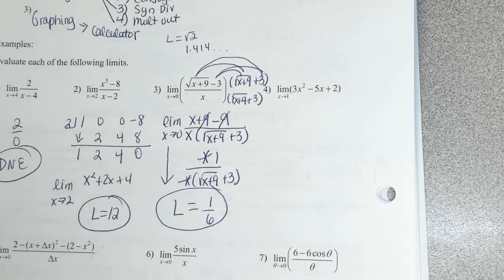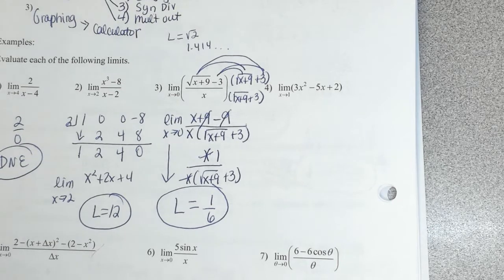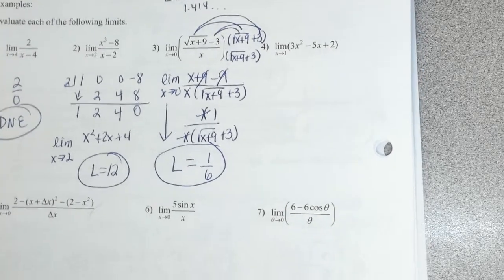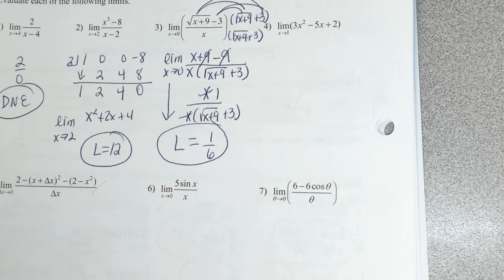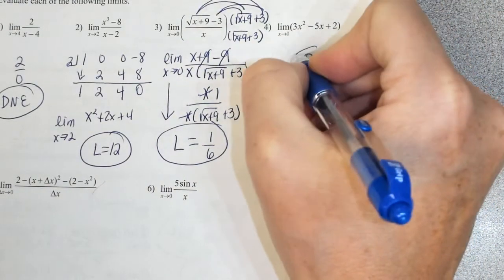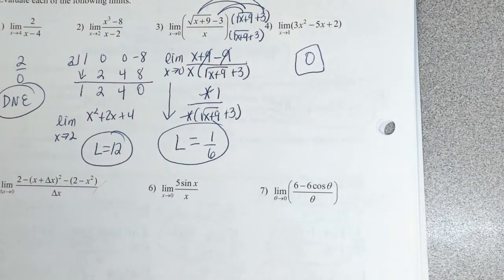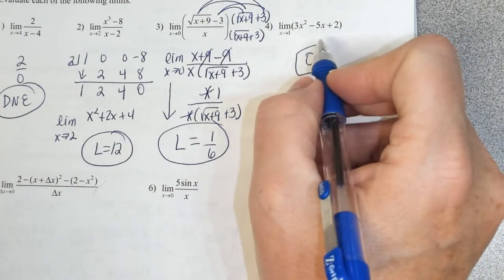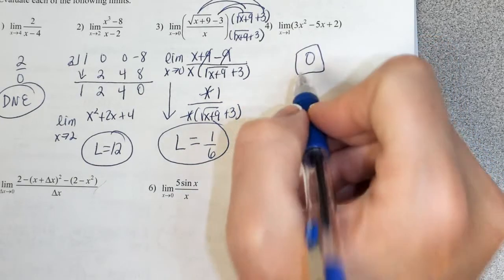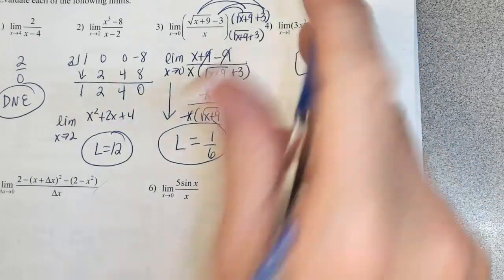All right, try number 4. Think of the first thing you do. Brooke, do you have it? 0. You get 0, right? Do I have to do more work? No, the answer is 0. That's a constant. We are finished. Did any of you start trying to factor it? I hope not, because you got an answer. You do not need to factor unless it's necessary, unless you get 0 over 0.